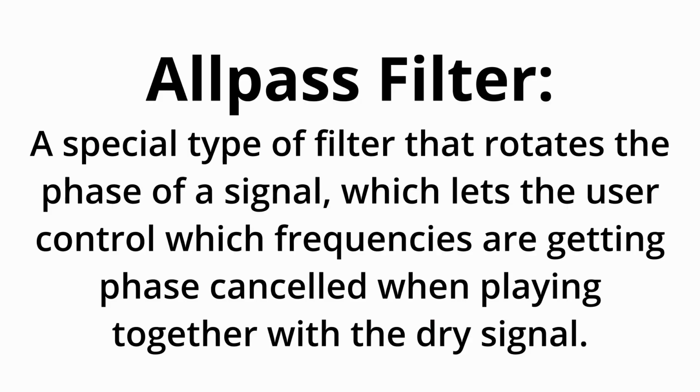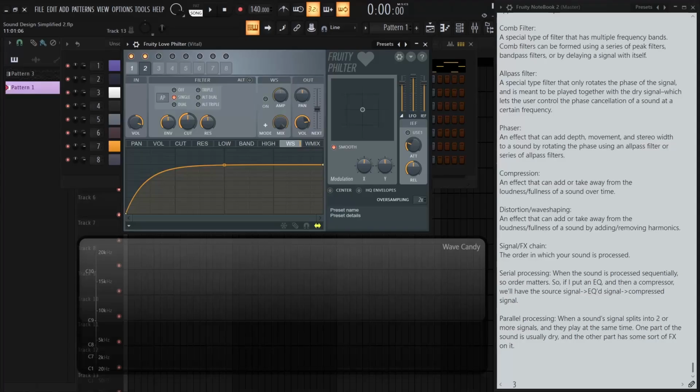The all-pass filter is a special type of filter that rotates the phase of a signal, which lets the user control which frequencies are getting phase cancelled when playing together with the dry signal. Here's what the all-pass filter sounds like.